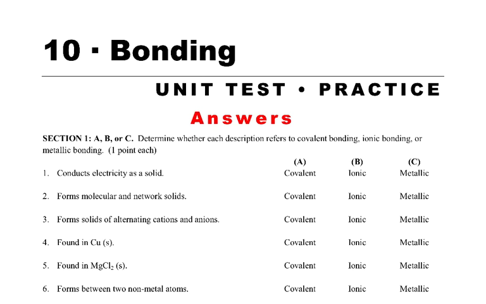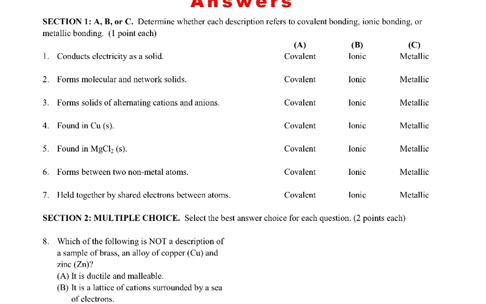Okay, here we go, the Unit 10 practice test. The first couple of questions are all talking about covalent, ionic, or metallic, and the idea is which of these statements goes with which idea. Conducts electricity as a solid: then we're talking about metals. Ionic will conduct electricity if you melt it, if it's liquid, or if it's aqueous, but not as a solid.